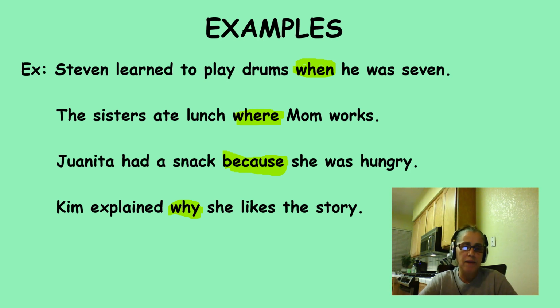Last one, Kim explained. If we left that alone by itself, we would know that Kim explained is actually a fragmented sentence. It's incomplete. She likes the story. Both are incomplete. We could say she likes the story. That might be able to fly. You may be able to use that as a sentence, but you need to use the word why. Kim explained why she likes the story. Now there is a complete sentence.